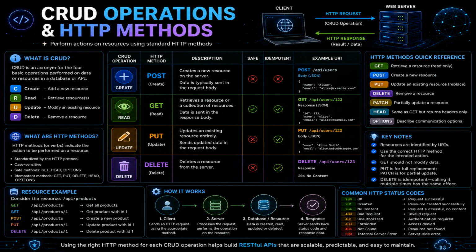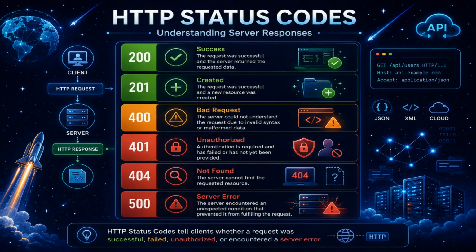CRUD operations define how we manage data: create, read, update, and delete. These map directly to HTTP methods like POST, GET, PUT, and DELETE. Understanding these is key to building scalable and maintainable RESTful services. HTTP status codes categorize the outcome of your request. Success codes like 200 and 201 indicate everything went well. Conversely, 400-level codes flag client errors, while 500-level codes alert you to server-side issues, helping you troubleshoot effectively.